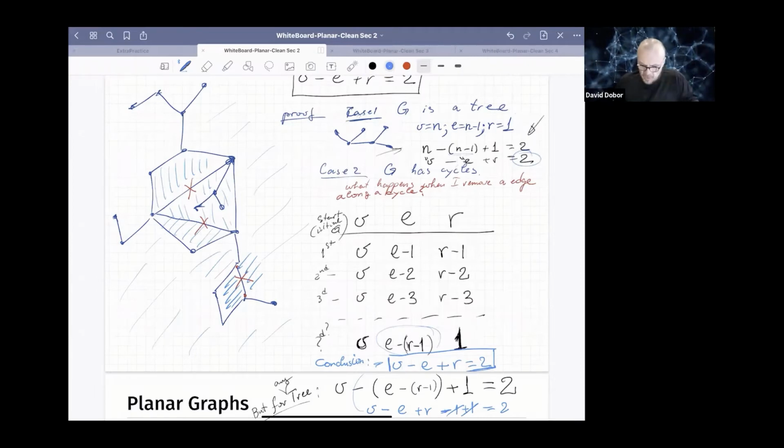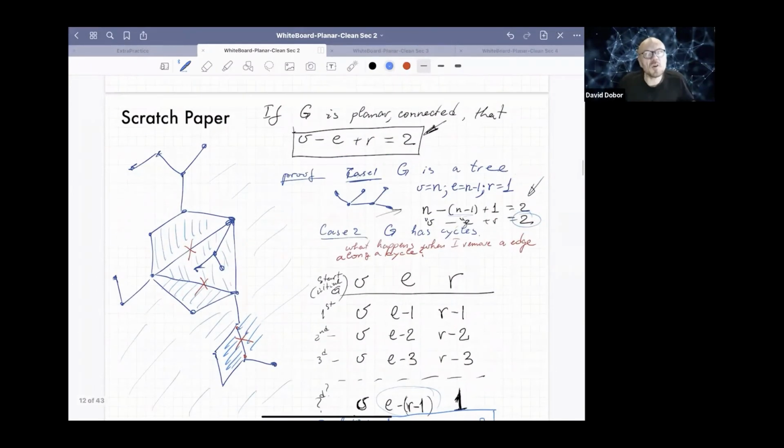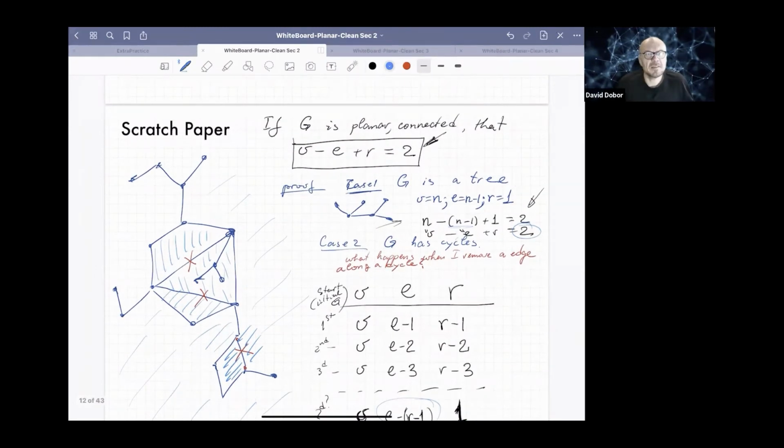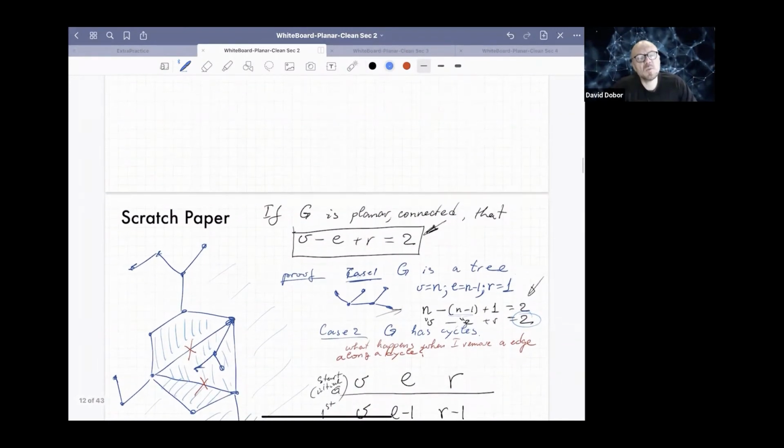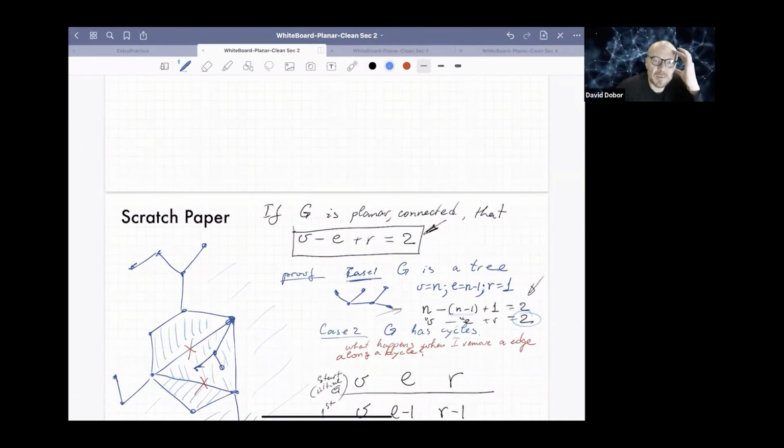Okay, this proves Euler's formula. Does that make sense? So what we have just proved is that if G is a connected planar graph, then its number of vertices, its number of edges, and the number of regions in which the graph splits the plane are related this way. Okay, so we're done. Now let's move on.